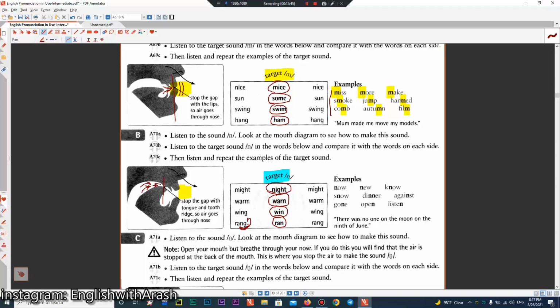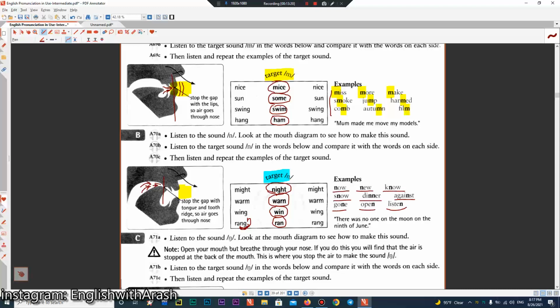So now let's look at some more ne sound on the right. Look at the ne sounds. Now, new, no, snow, dinner, against, gone, open, listen.